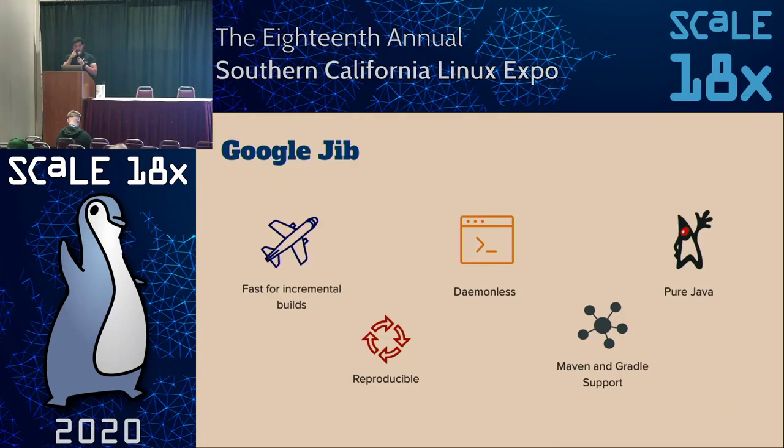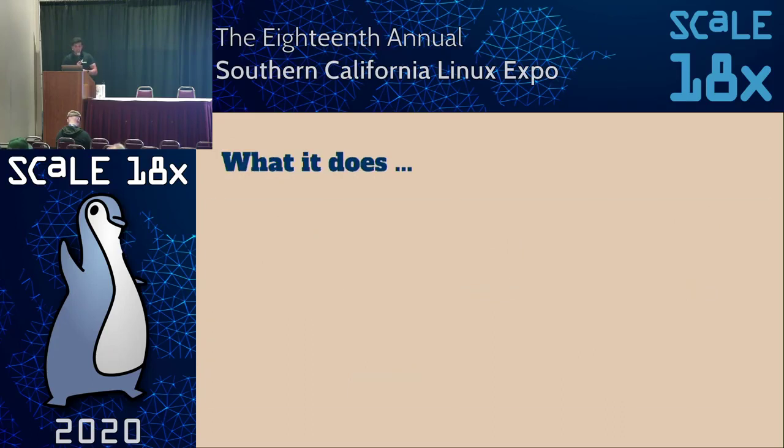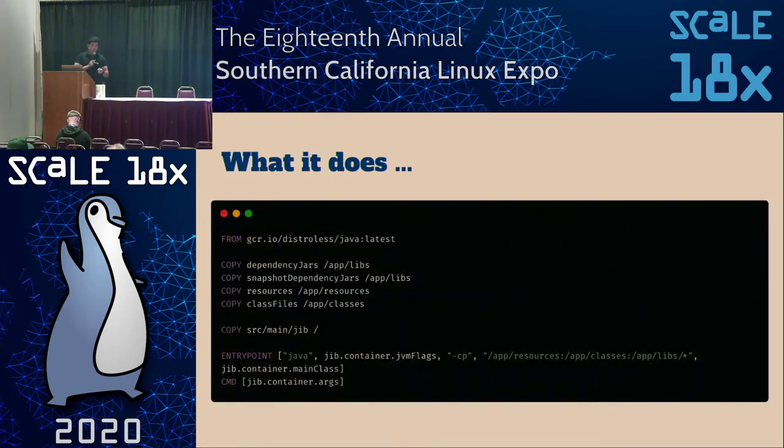Another project worth mentioning is Jib. Jib is a very cool project from Google, and it's a pure Java library that is available in both Maven and Gradle. It enables us to build our image without the need for a Dockerfile and without the need for a Docker daemon installed on our machine. What Jib basically does is somewhat similar to what is in this Dockerfile. Jib does not use any Dockerfile, but if it did, it would look something similar to this one.